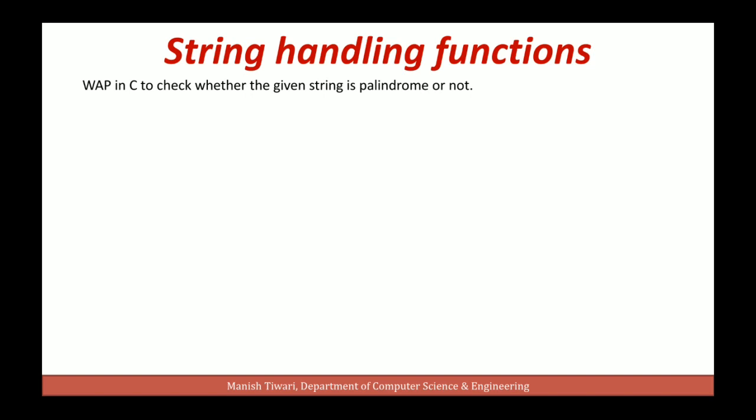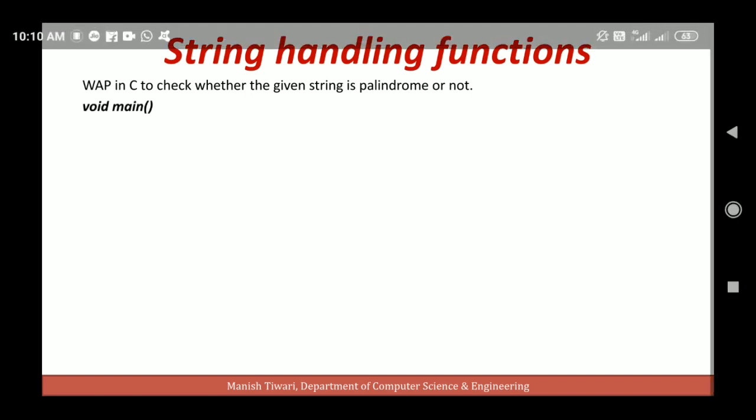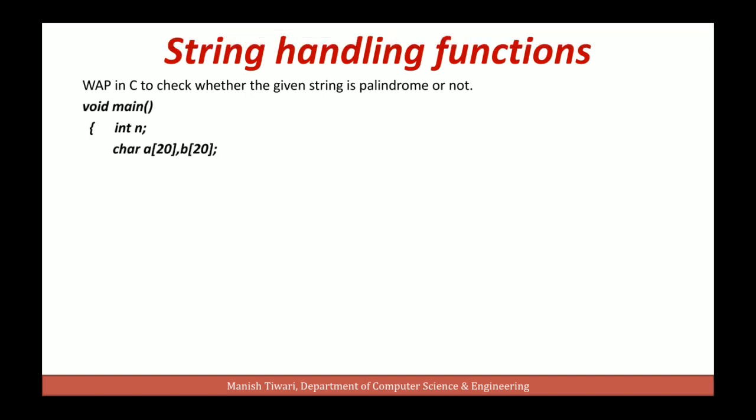And we will also use a string copy function, where we will first copy the original string into a temporary string. So what will be the syntax? We will take two strings, string A and string B. We will scan the value of string A, or we will take the value of string A from user using this gets function. Then we will copy the value of string A into string B using strcpy function.